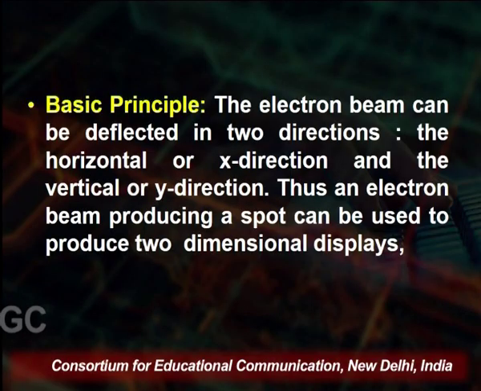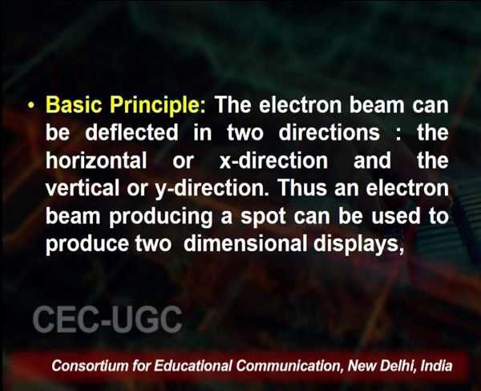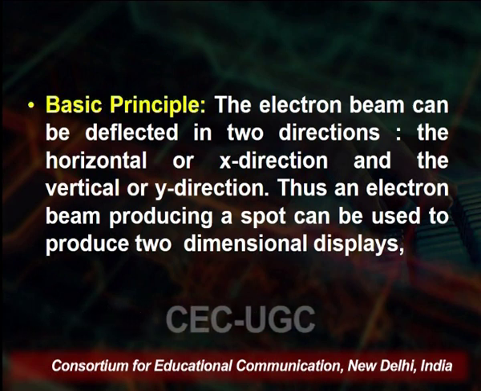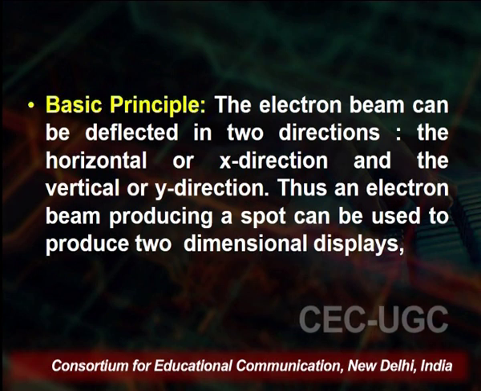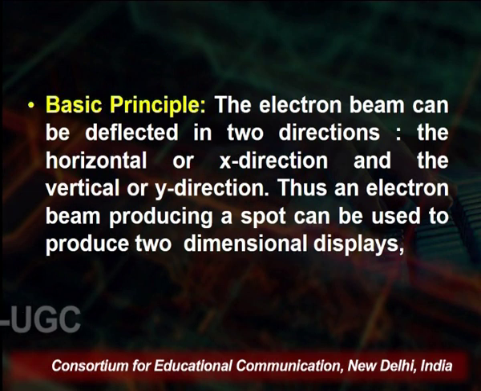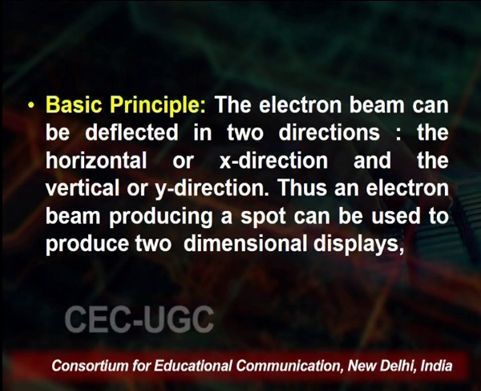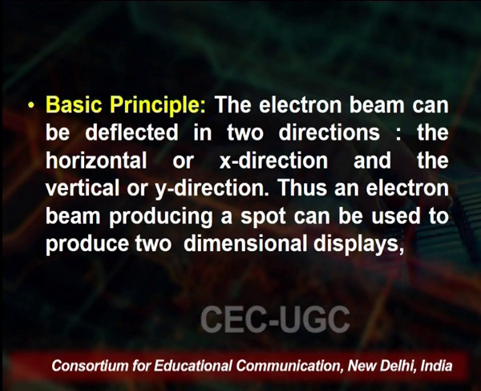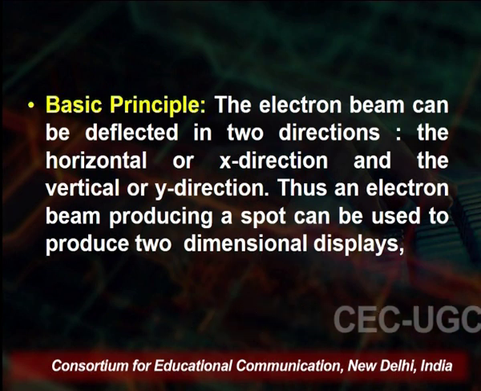This means we get the variation of the magnitude of the signal in the form of the output on the screen. So, what is the basic principle behind it? The basic principle is that the electron beam can be deflected in two directions. One is horizontal, that is the x direction, and second is vertical, that is the y direction. Thus, an electron beam producing a spot can be used to produce a two-dimensional display.